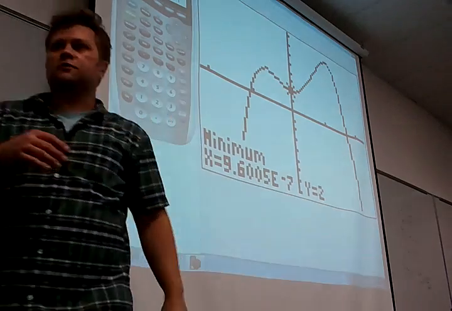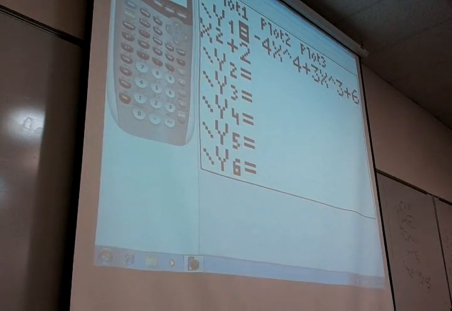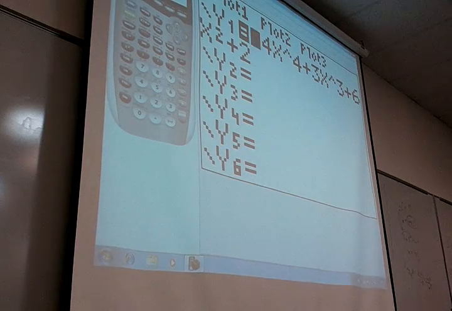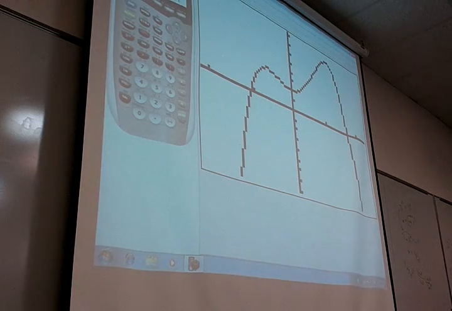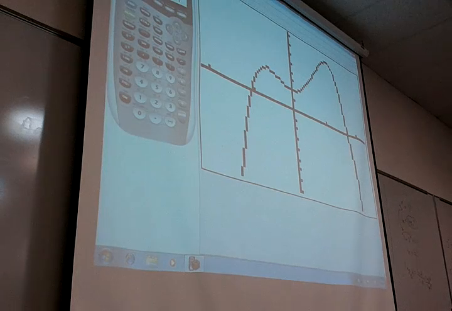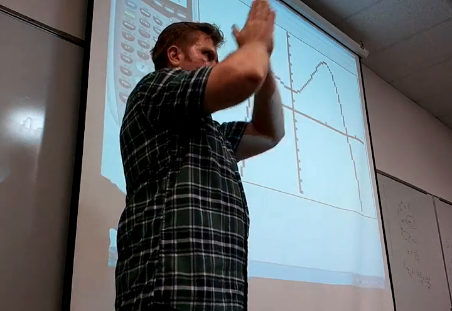So it's still trying to say 0. Because remember, what was my function? Plus 2 here, right? So what's the y-intercept? 2. So certainly, sure enough, that intercept is the minimum. That's kind of neat. And to find the max, either one of the maximums, you do the same thing. You hit maximum, left bound, right bound, guess, and it'll give you the maximum.